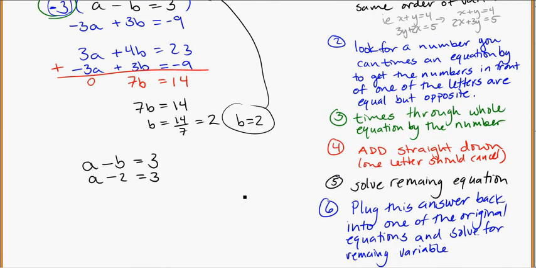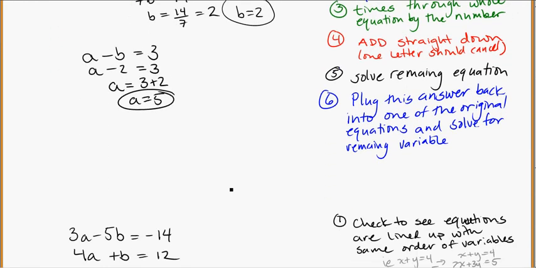Using a little bit of algebra, we will, of course, solve for this. So a is equal to 3 plus 2. A is equal to 5. So now we have both of our answers. B is equal to 2 and A is equal to 5.